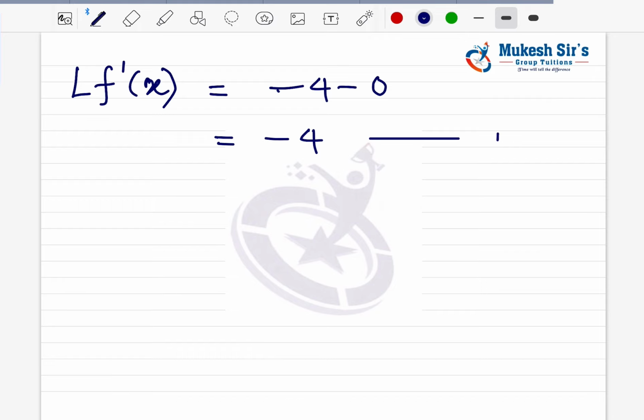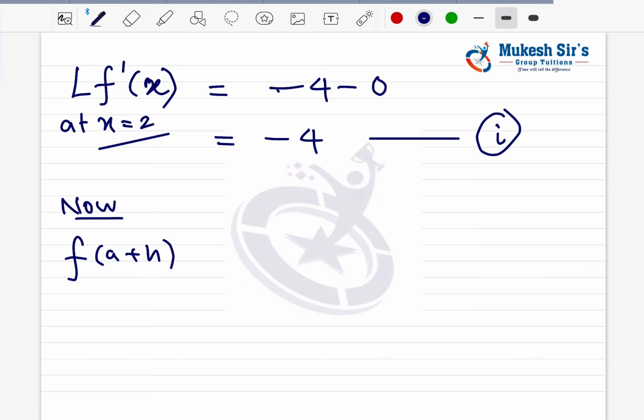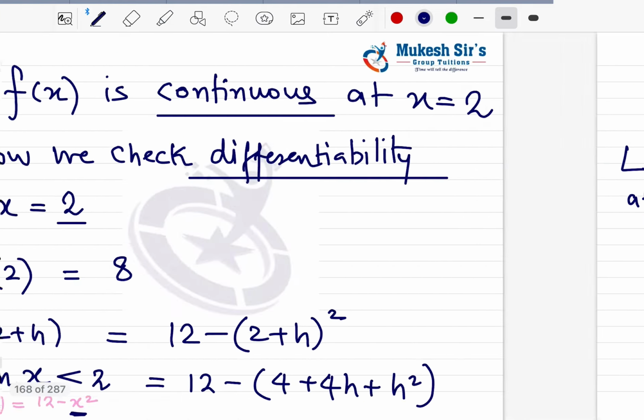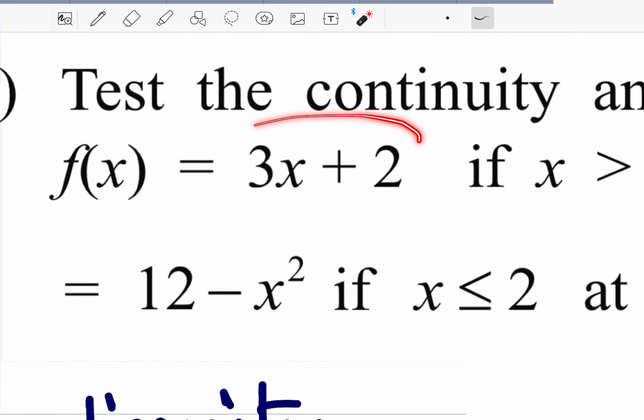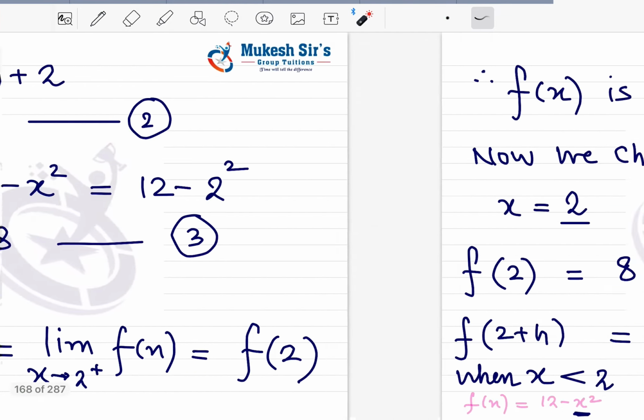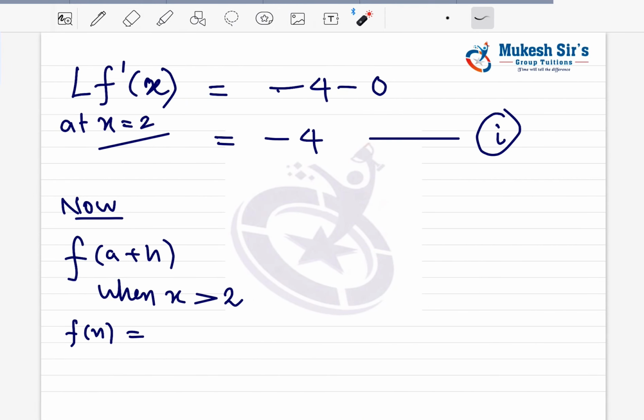Now for right hand derivative, I have to find f of a plus h when x is greater than 2. Now what was the function for greater than 2? Go back to the question and check the function for greater than 2. The function for greater than 2 was 3x plus 2. So here we have to put a plus h in place of x. The f of x was 3x plus 2. This is just to make you understand.